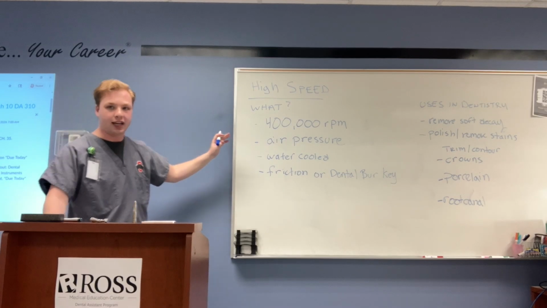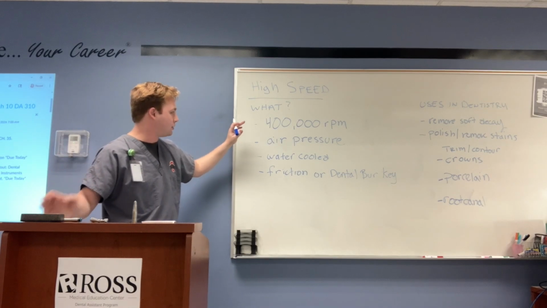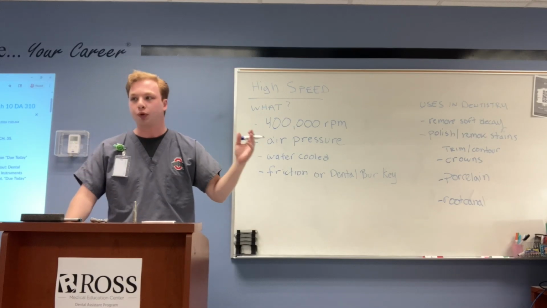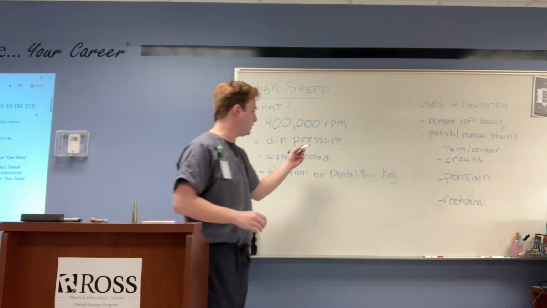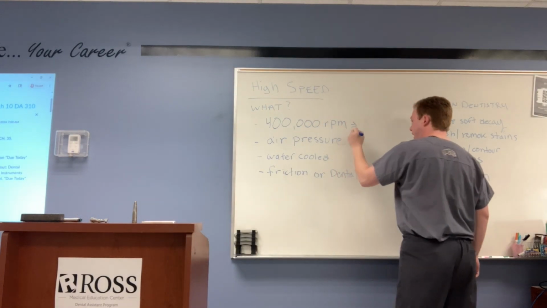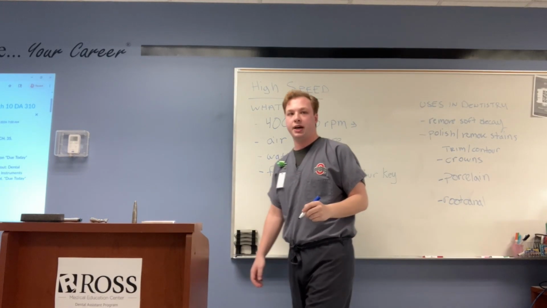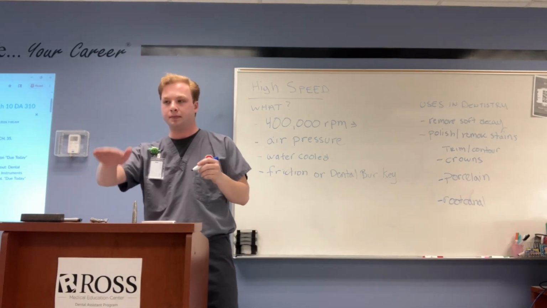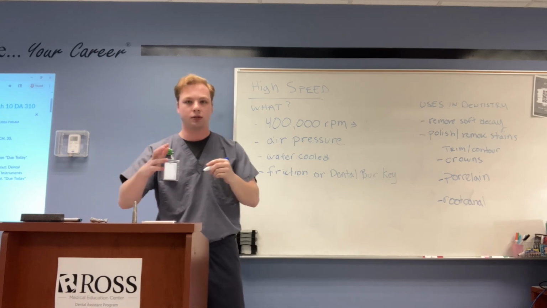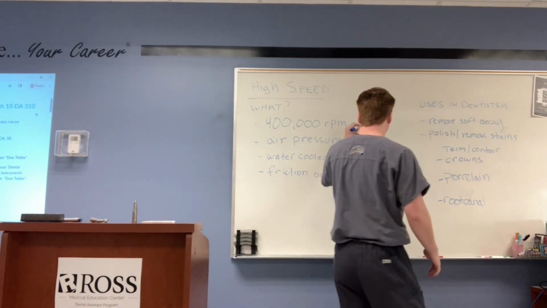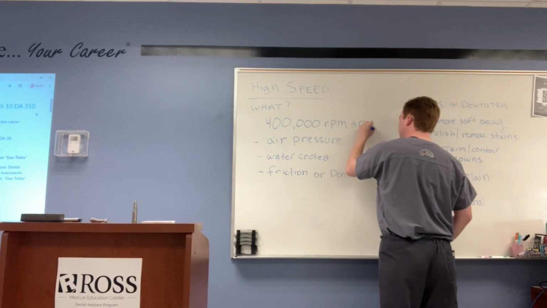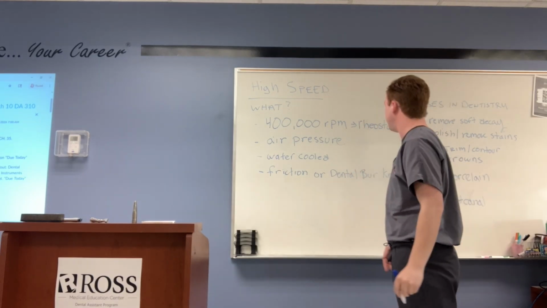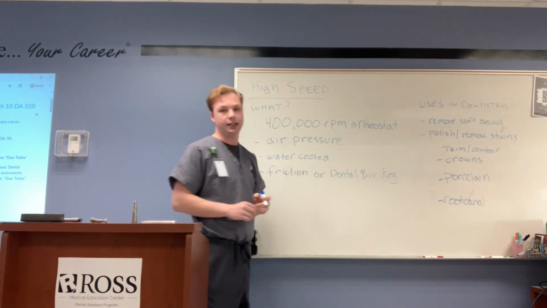Okay, so we looked at, what is it? Well, it's a really fast handpiece that can go up to 400,000 RPMs. Now you don't have to operate it that fast, because remember, we control that by that foot pedal or the rheostat, right? The foot pedal that makes the drill go faster or slower, we control that with the rheostat. Spelled R-H-E-O-S-T-A-T, rheostat.